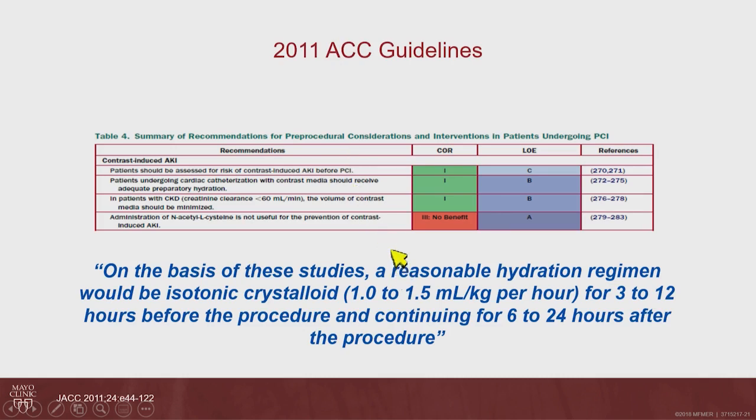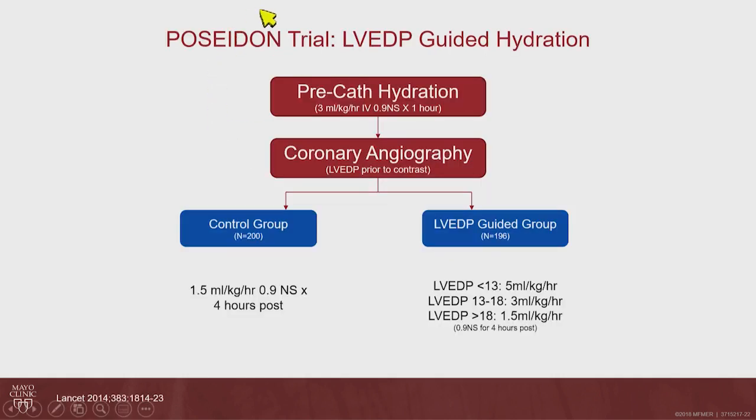But as you know, there have been several studies looking at some other possible regimens that could be used. One of them was the POSEIDON trial. I'm curious, how many of you use this in some patients in your cath lab? So a few. You can see here, this is hydration, as I say, quite aggressive. All patients up front get 3 milliliters per kilogram for an hour. Then they proceed with angiography.